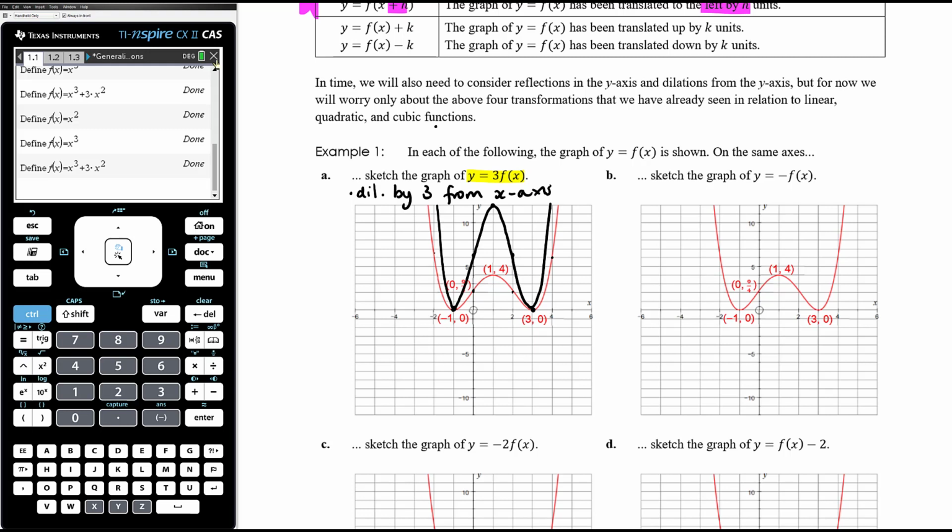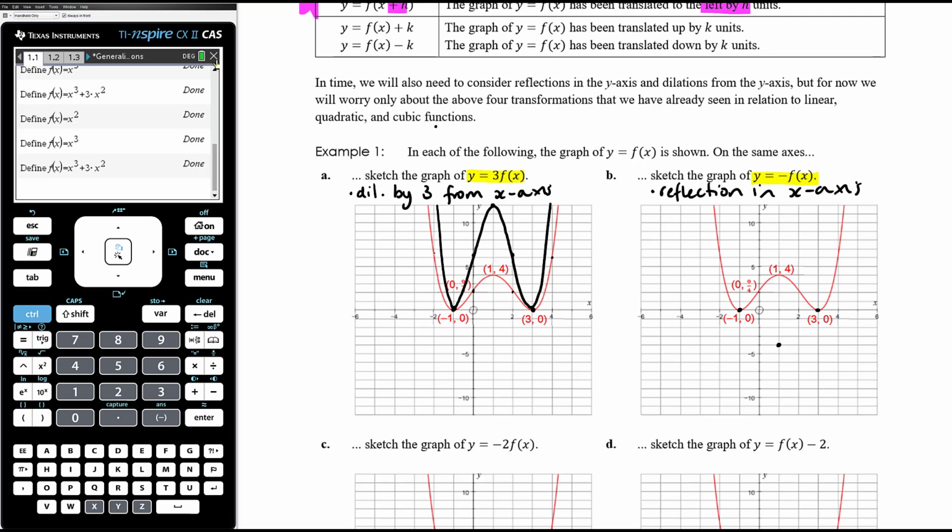We want to take the same graph and this time sketch the graph of y equals negative f of x, which is a reflection in the x-axis. So that point at 1, 4 now goes to 1, negative 4. The point at 1, 0. So when we reflect in the x-axis, we're multiplying the y values by negative 1. So the x-intercepts aren't going to move anywhere. And again, we can take some points.